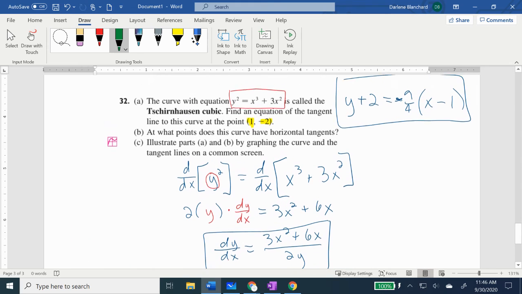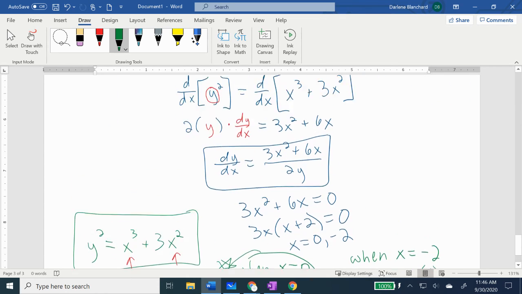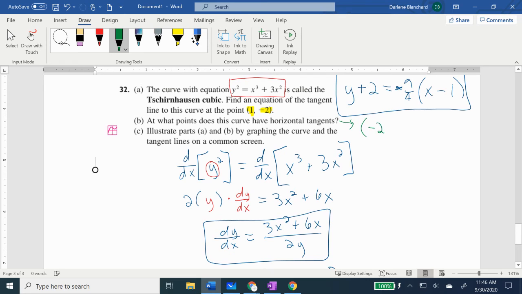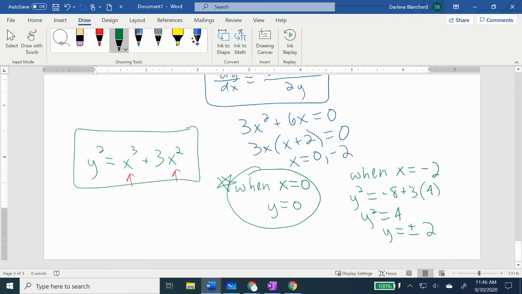I'm going to come over here. And so for part B, I have when x is -2, y is 2, and we also have y is -2. So it looks like these are those points. But I still need to analyze what's going on at 0, 0 to figure out if I have a horizontal tangent line there or not.